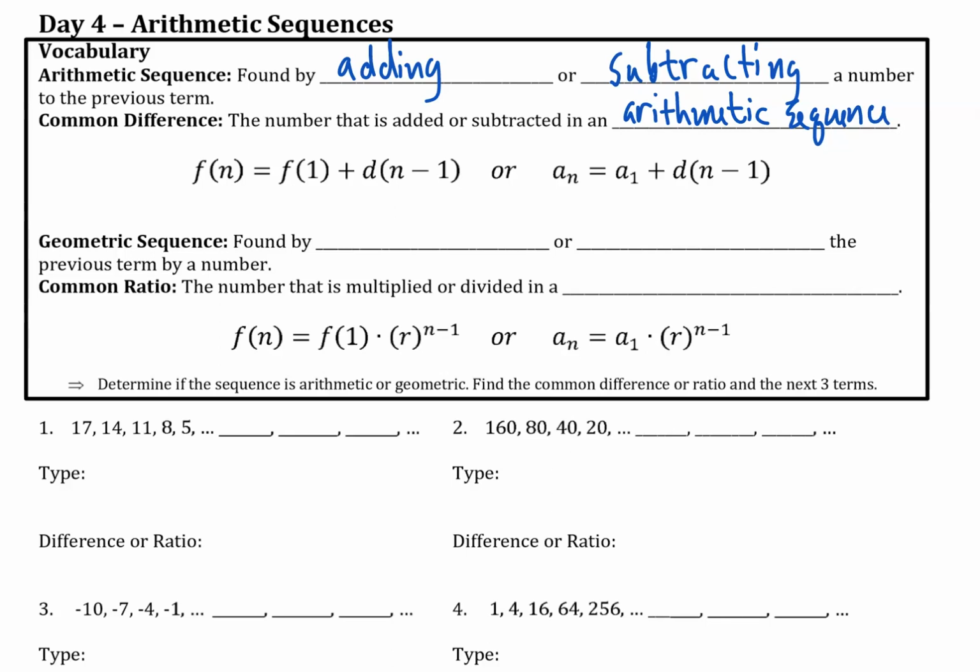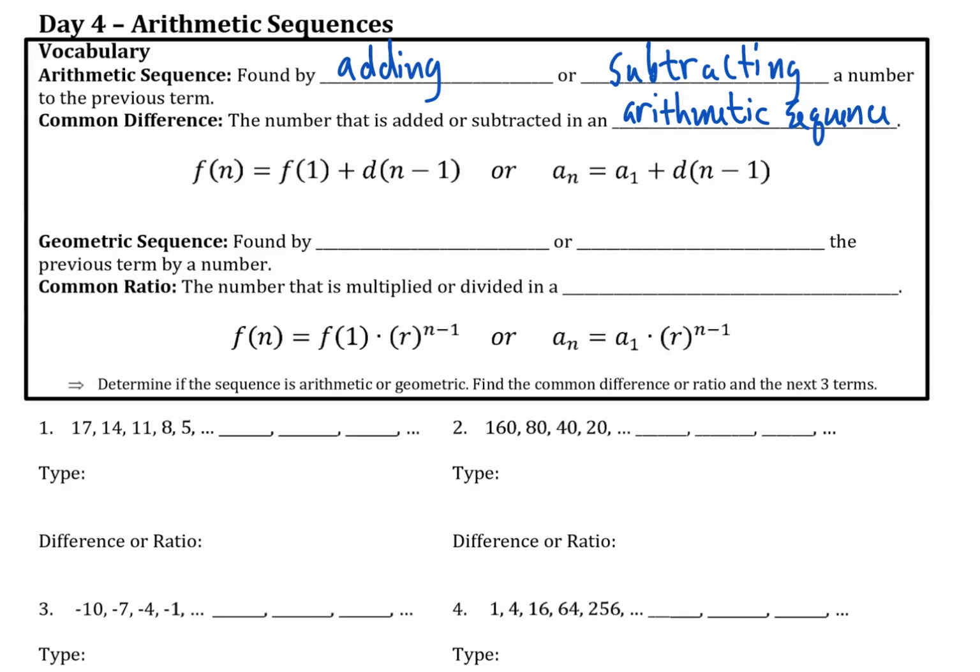The term here is f of n equals f of 1, which would be our starting value, plus d, which is the common difference, multiplied by n minus 1. Or, this is how you normally would see it, a sub n equals a sub 1 plus d times n minus 1. So we're going to use that particular piece.